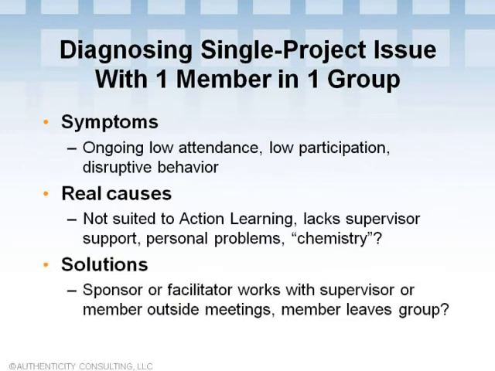Likely solutions usually come from the sponsor or the facilitator working with the supervisor of that member or the member herself, but probably outside of meetings. Or ultimately, maybe the member just leaves the group. In the case of one member having an issue in one group, then the solution might just be accomplished by one person, the facilitator. Do you notice how the causes of the issue, though, might not be that the person is somehow just an irresponsible person? And if the member is simply reprimanded over time, that might not address the real causes of the member's issues.